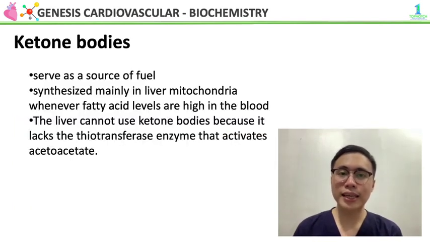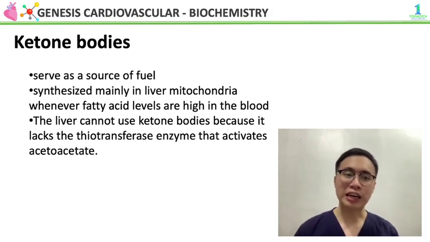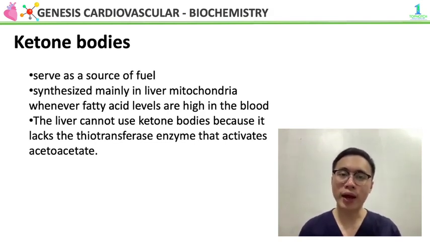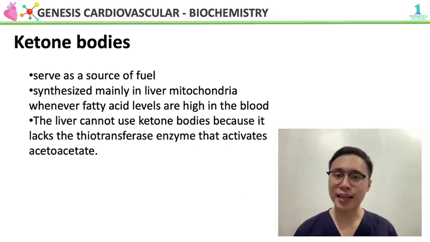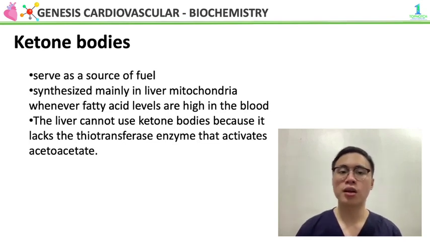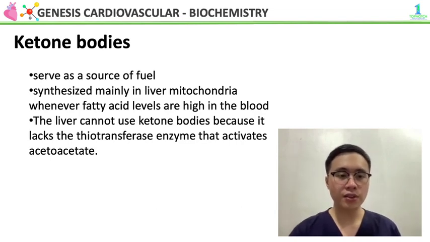So let's talk about the ketone bodies. As I mentioned earlier, the heart is unique in that it prefers to use fatty acids via beta oxidation. And to some extent, it's also able to use ketones. It's also able to use lactate. And the least preferred fuel source would be glucose. So ketone bodies can serve as a fuel source.